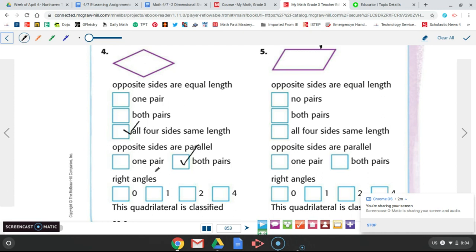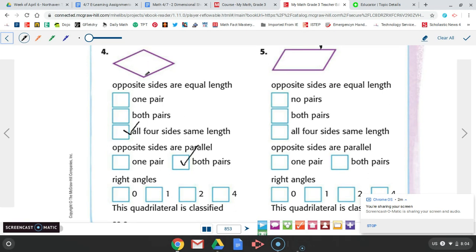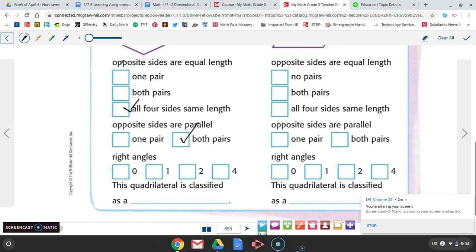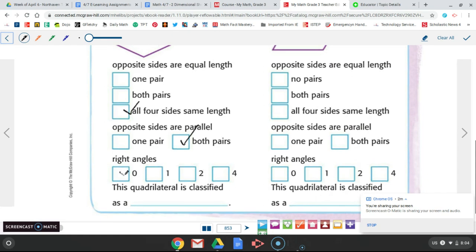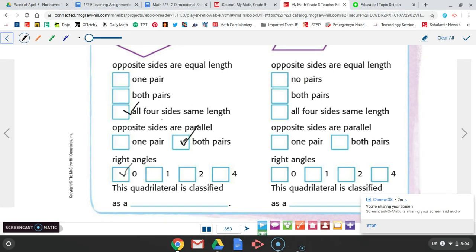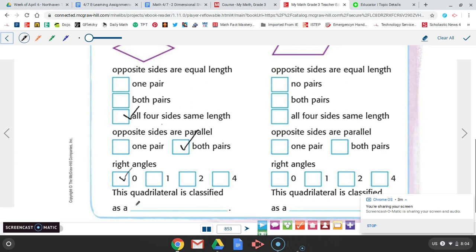Now we have to look for right angles. Well, this corner, this corner, this corner, this corner, I don't see any square corners. So that means there are 0 right angles. So a shape where all of the sides are the same, and they have 2 sets of parallel sides, top and bottom, right and left, that would be called a rhombus.